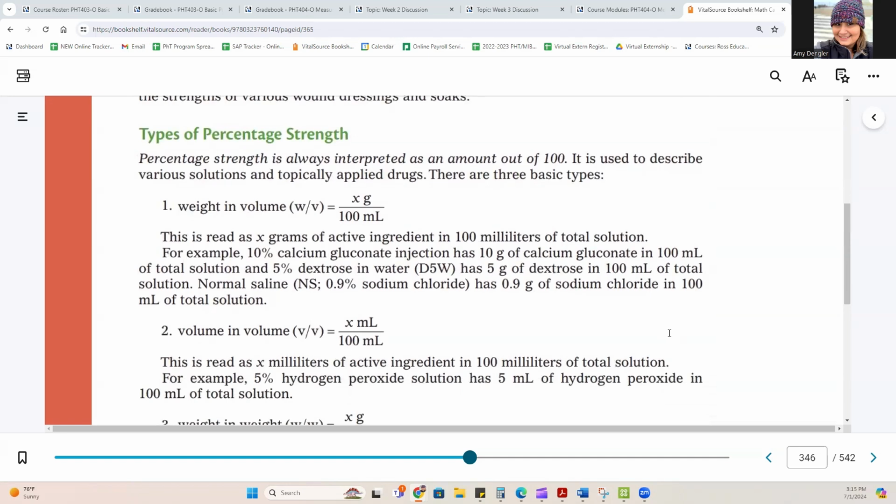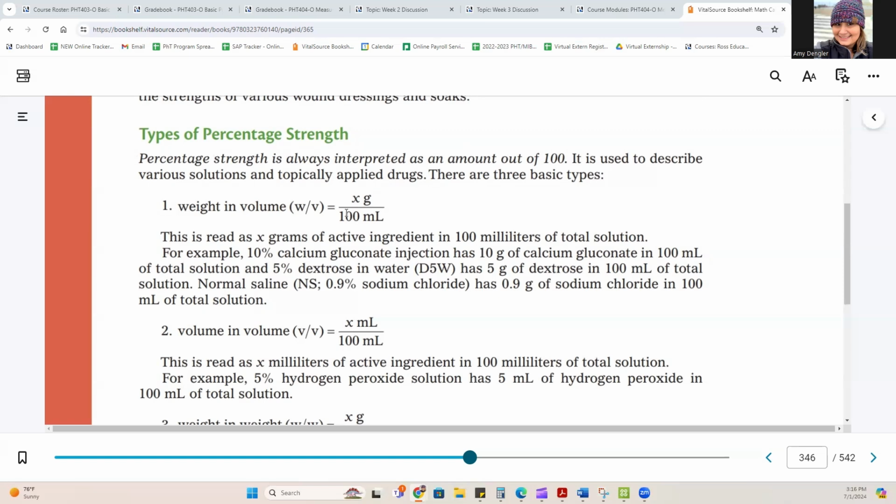There are three basic types. So we have weight and volume, which is WV. It is expressed as X grams over 100 ml. This is read as X grams of active ingredient in 100 milliliters of total solution. For example, 10% calcium gluconate injection has 10 grams of calcium gluconate in 100 ml of total solution. And 5% dextrose in water, D5W, has 5 grams of dextrose in 100 ml of total solution. Normal saline, 0.9% sodium chloride, has 0.9 grams of sodium chloride in 100 ml of total solution.